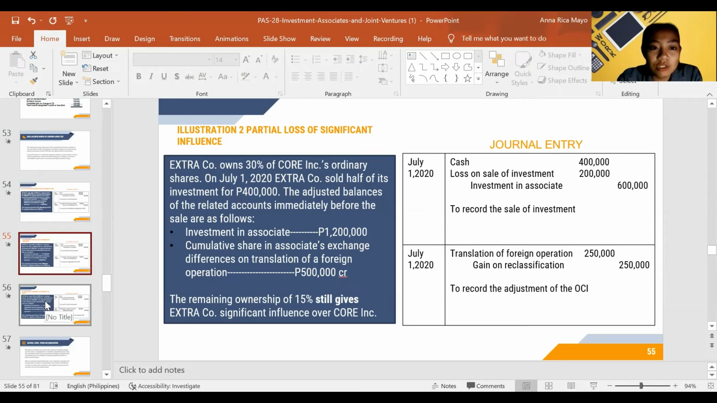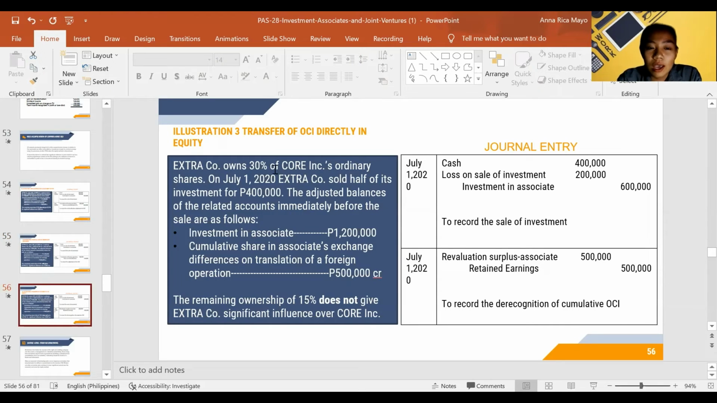Okay, next illustration tayo. Ito, paano nga ba i-entry kapag transfer mo yung OCI directly to your equity? Same problem, tapos sabi niya dito, yung remaining ownership niya na 15%, gaya nung sa una nating illustration, hindi siya binigyan ng significant influence. So, yung July 1, 2020, same pa rin, cash, 400,000, tapos debit loss on sale, 200,000, investment in associate, 600,000 to record the sale of investment.